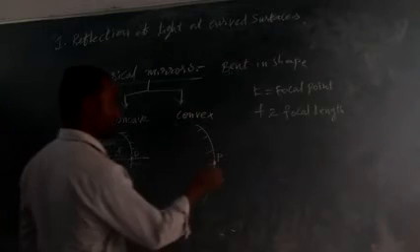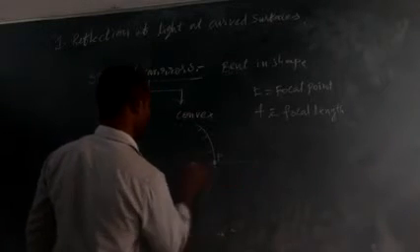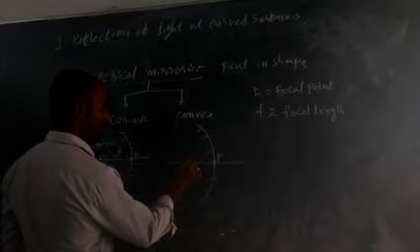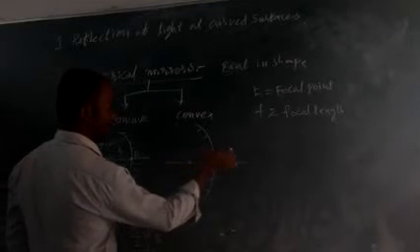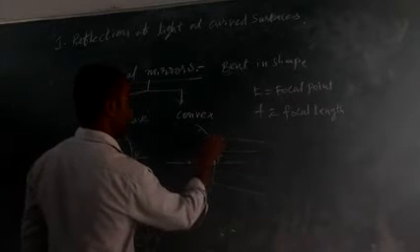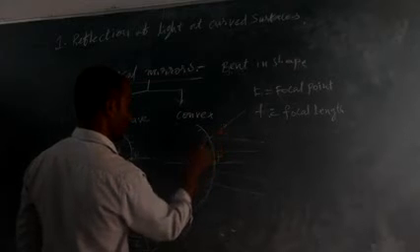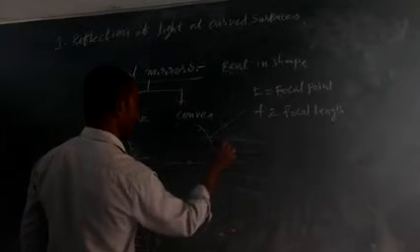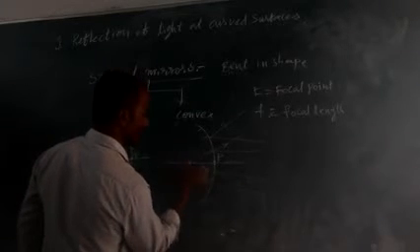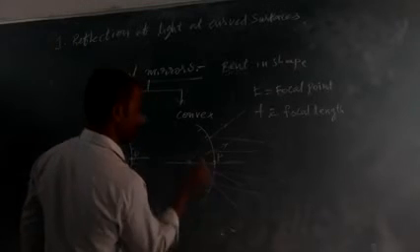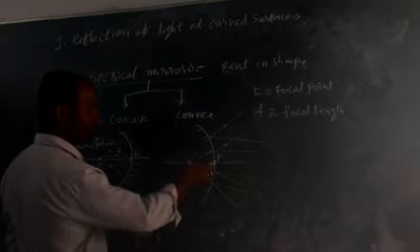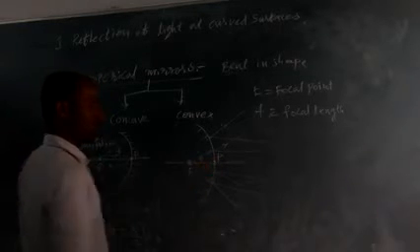Next, here also same thing. We are extending an imaginary line through this pole. Here all the incident rays which are parallel to the principal axis, after reflection, pass through the focal point. Here also, they pass through the focal point. This is also focal point. This point is the focal point. The distance between focal point and pole is called focal length.